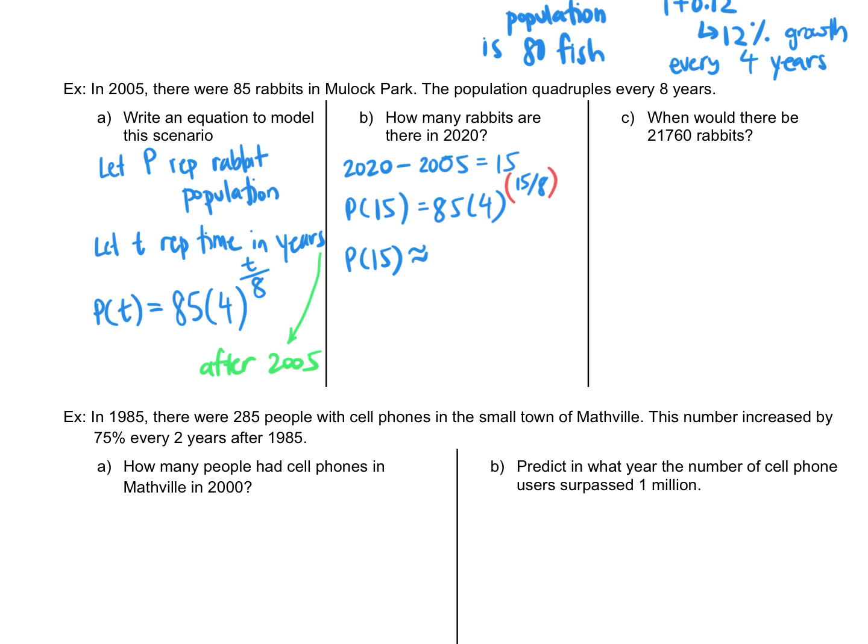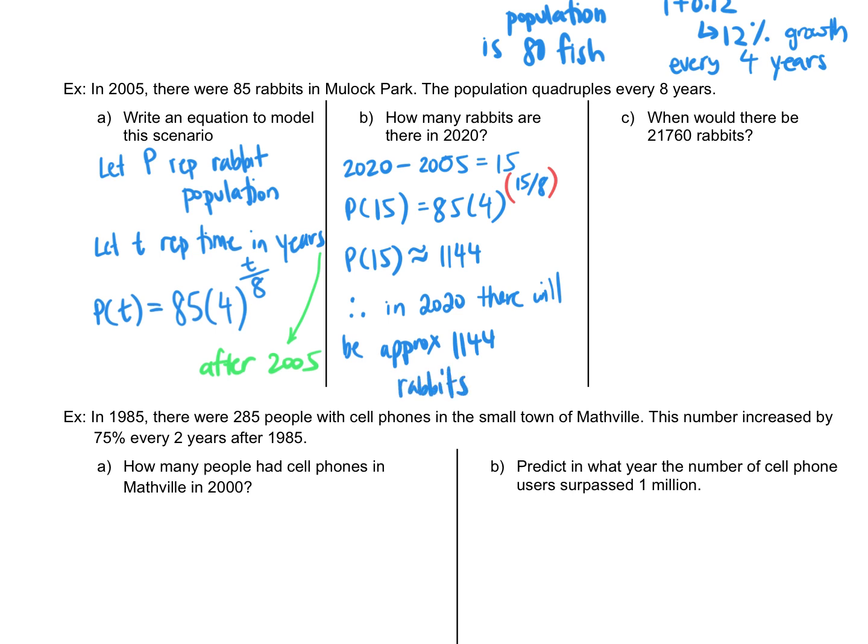1,143.6. I'm not going to write that because I can't have 0.6 of a rabbit, so I'm just going to round that up to 1,144. And then I'll write my therefore statement. Therefore, in 2020, there will be approximately 1,144 rabbits.